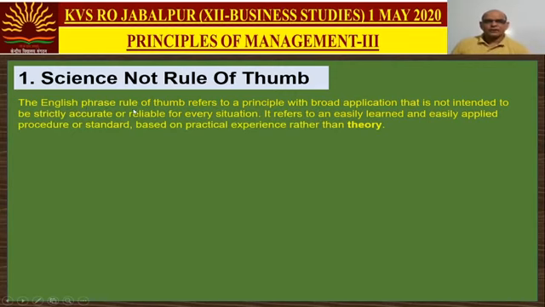The English phrase rule of thumb refers to a principle with broad application that is not intended to be strictly accurate or reliable for every situation. It refers to an easily learned and easily applied procedure or standard based on practical application rather than a theory.